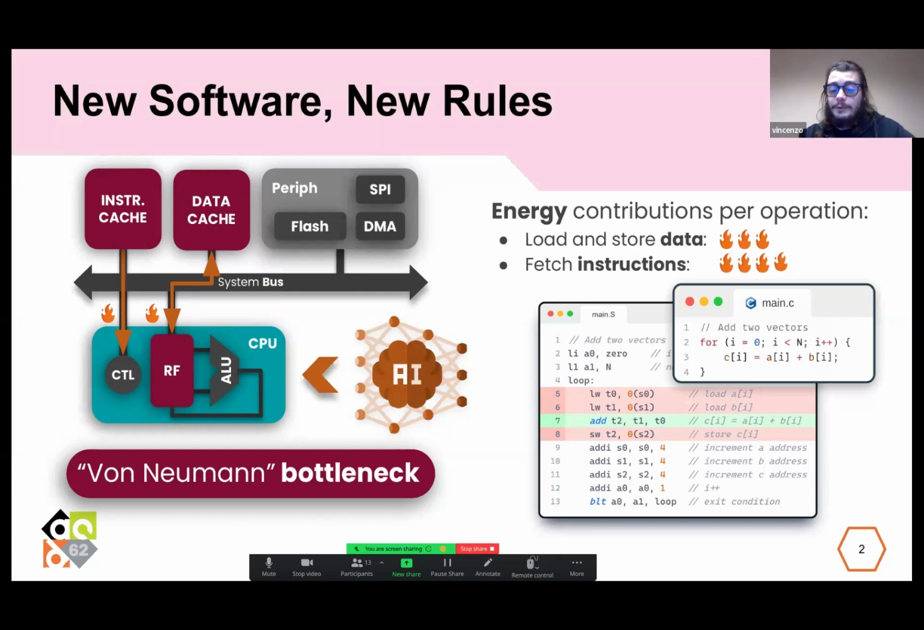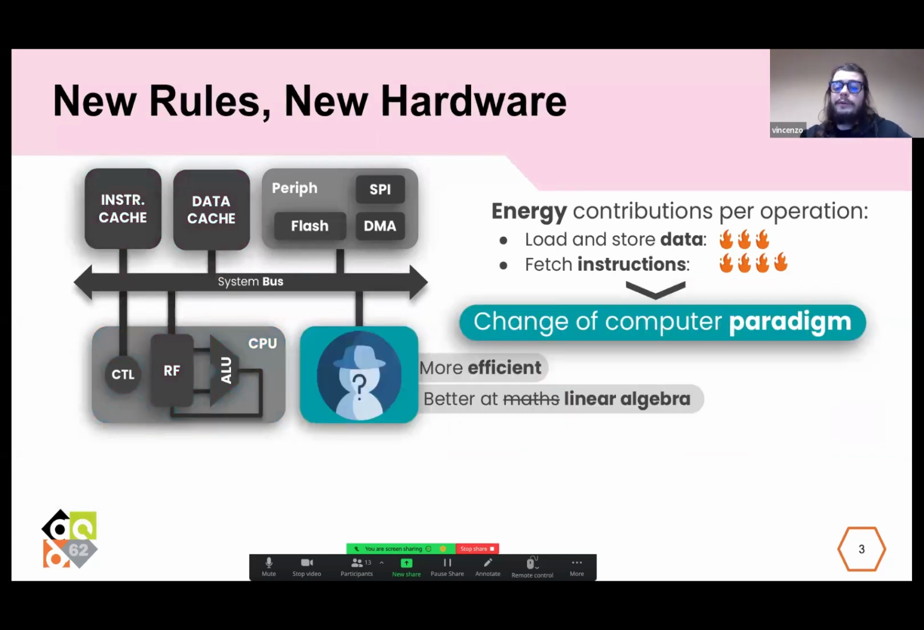So this quickly shows how we can saturate our power budget and where the energy contributions are mostly coming from. They are coming from loading and storing data from the data cache and from the repeated fetching of instructions from the instruction cache. So in order to run machine learning workloads on edge devices, we need to rethink the way we are doing computation.